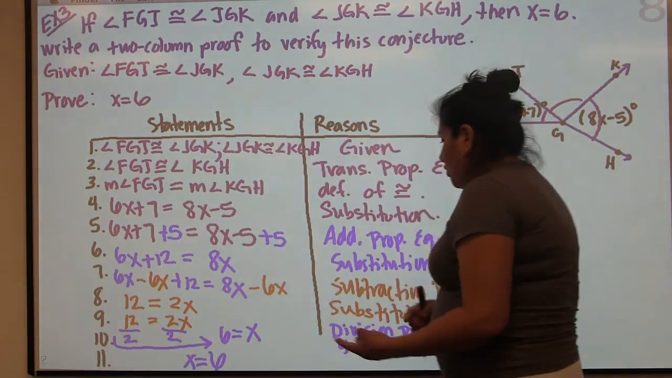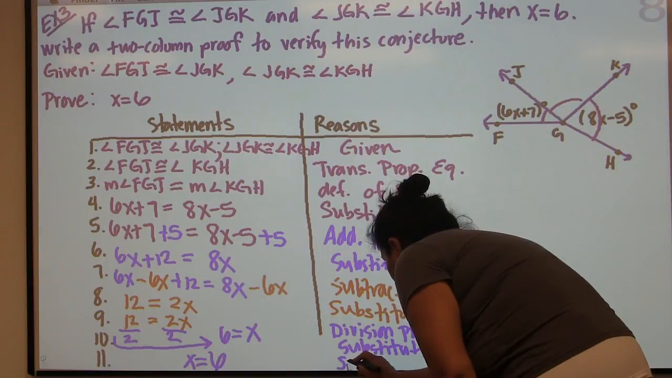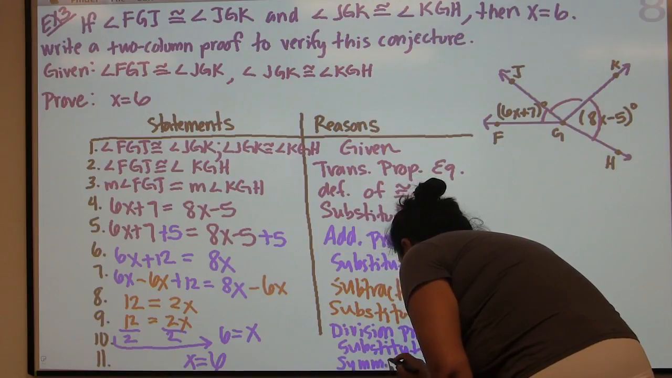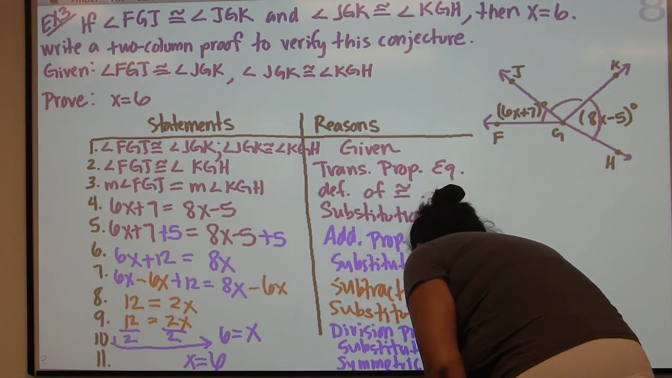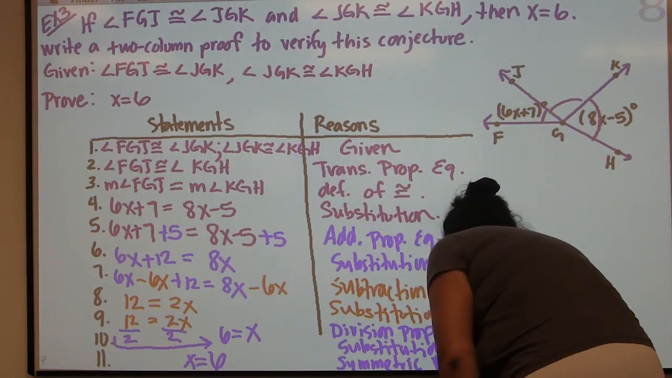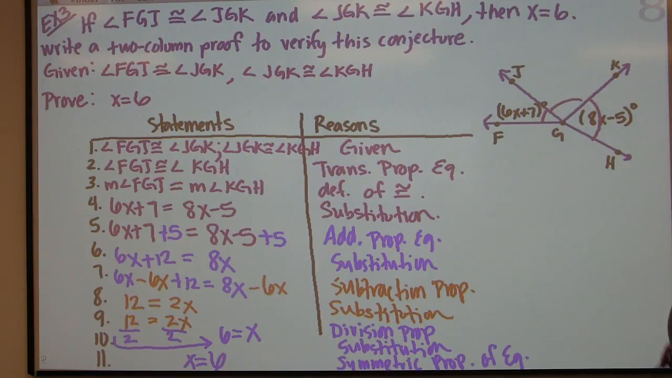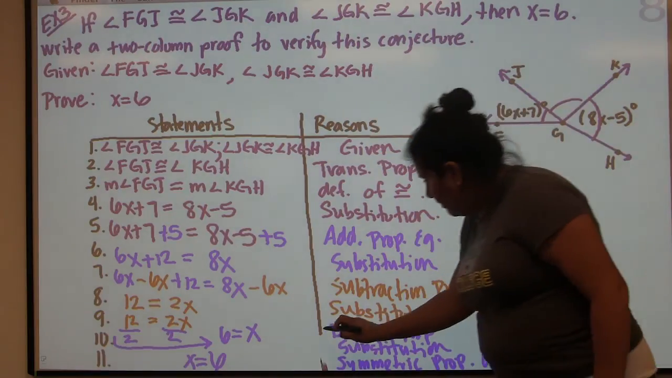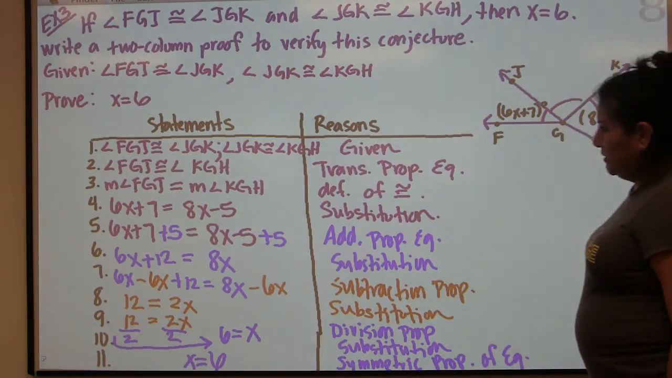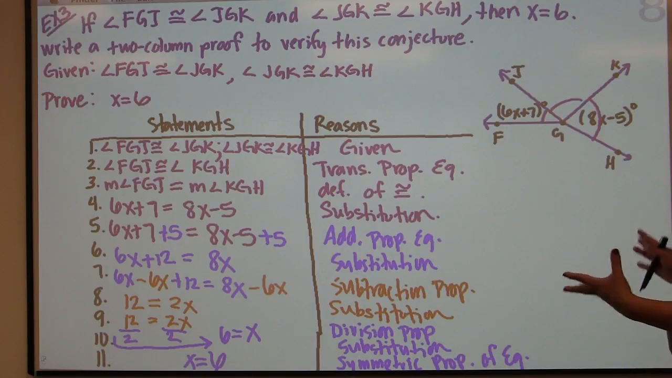To write it in a different order, that is symmetric. Let's not get it wrong this time. Symmetric property of equality. Yay! I actually managed to fit that in there. I thought I wasn't going to be able to. Sorry for the crowdedness there, but that is basically how I can write a two-column proof to verify this conjecture.